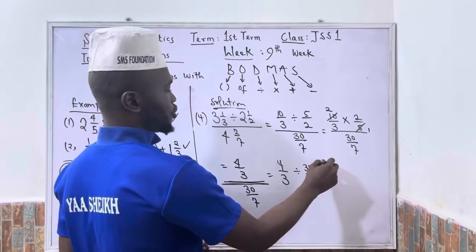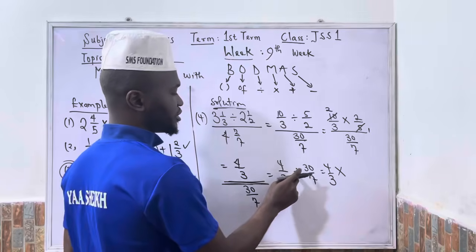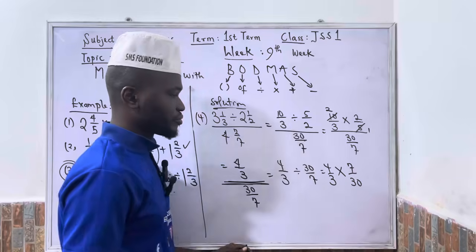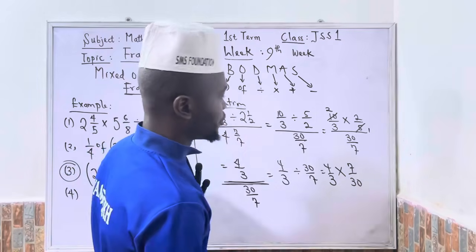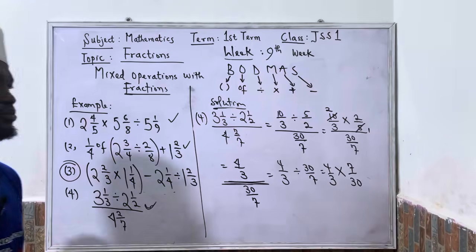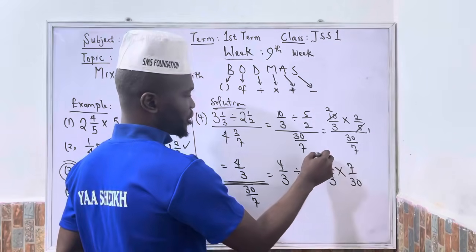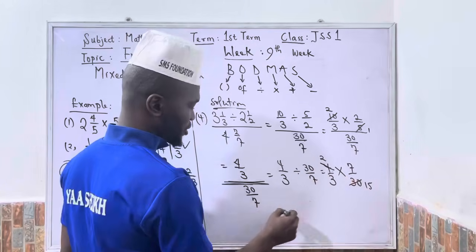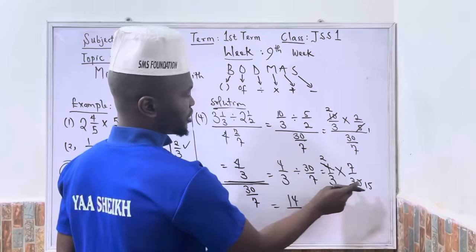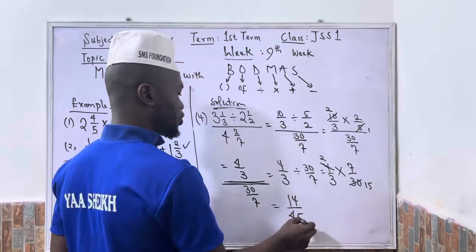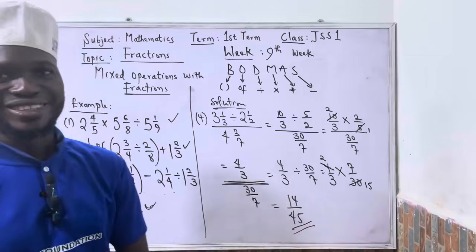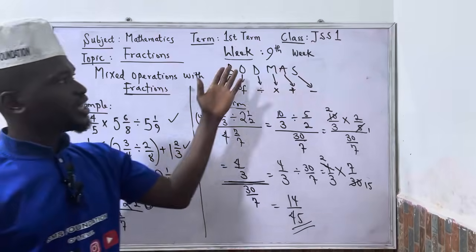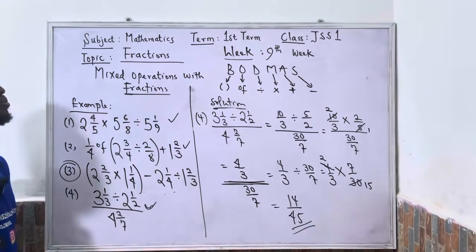Next, you now do 4 over 3, change and flip, multiply division. So you now flip to 7 over 30. Sorry, yeah, 7 over 30. That's it. Now something can reduce here. 2 can go here twice. 2 can go here 15 times. Is there any other thing? Nothing more. Then you do 2 times 7, that will give me 14 over 3 times 15, that will give me 45. So 14 over 45 is my final answer. So you can see how mixed operation with fraction can be as simple as ABC.